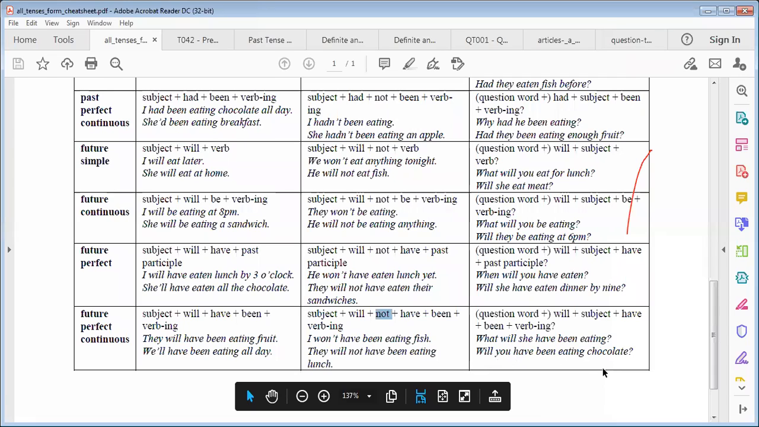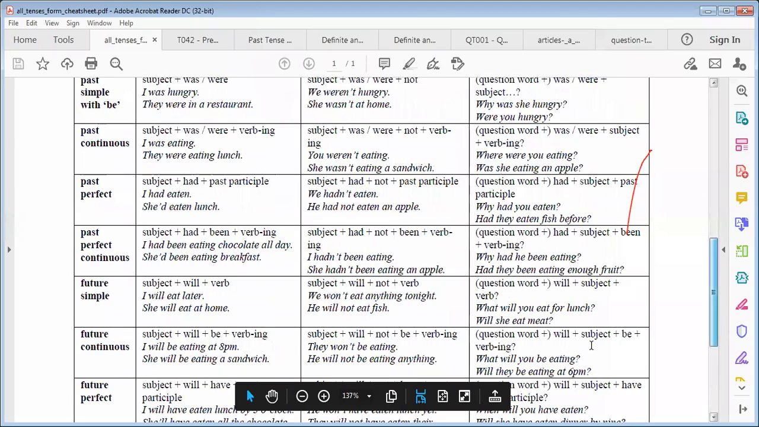Will you have been eating chocolate? If you have to convert this into a statement, what will you do? Just swap these places. You will have been eating chocolate. Full stop. Okay, so these are the 12 kinds of tenses.